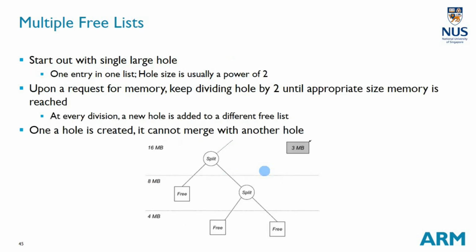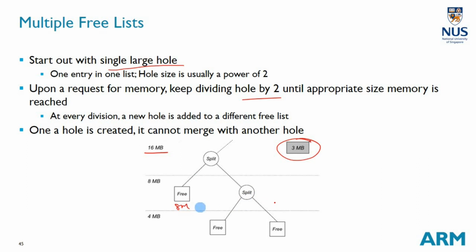How do you manage creating multiple free lists? One way is you can start off with one single large hole, and then from there you keep on dividing the hole by 2 until the appropriate size memory is reached. For example, if I want 3 megabytes of memory, and if I start off with 16 megabytes, I can split them into two separate lists.